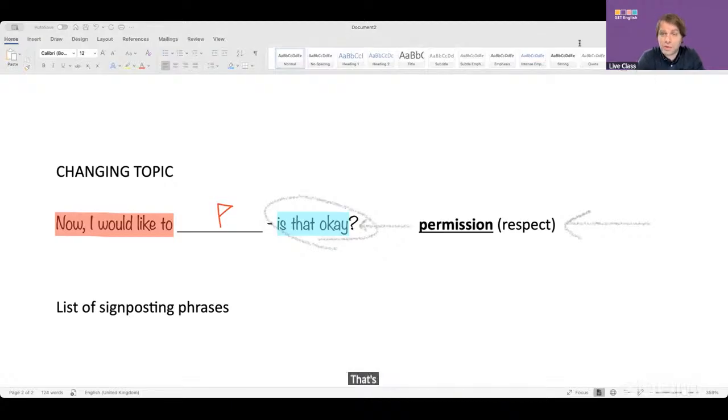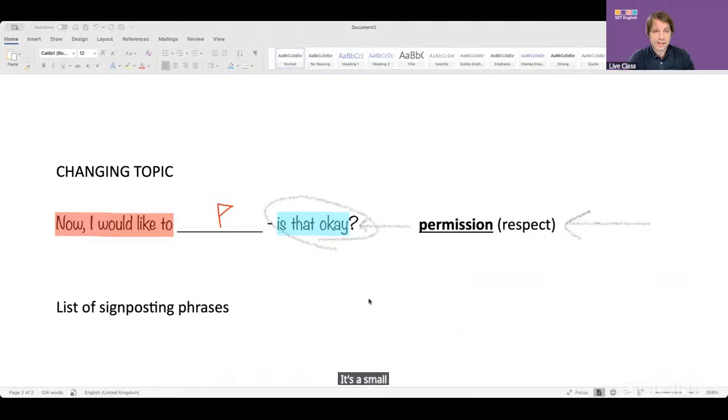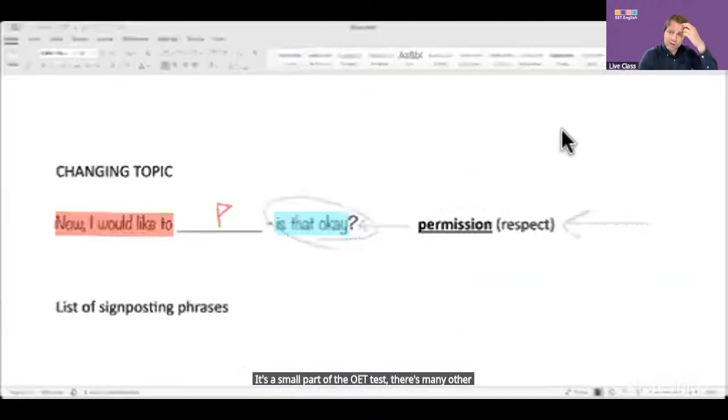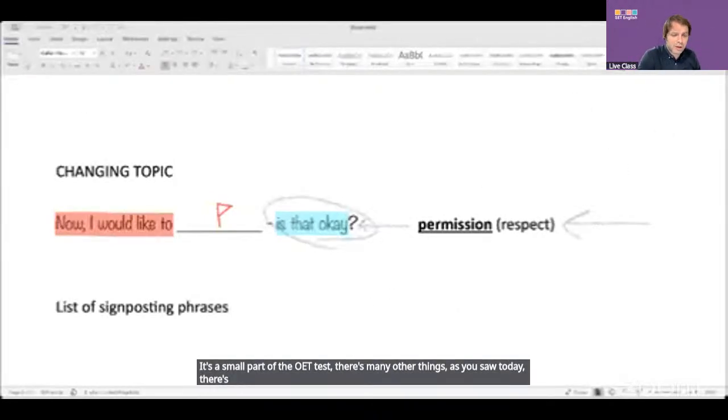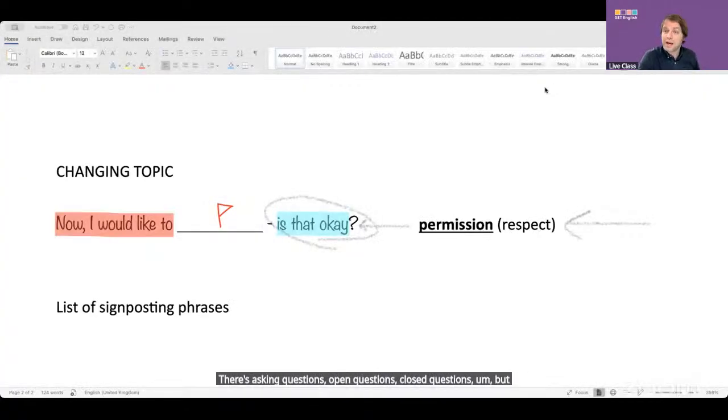That's what we did today, it's called signposting. It's a small part of the OET test. There are many other things, as you saw today. There's asking questions, open questions, closed questions, but this is signposting.